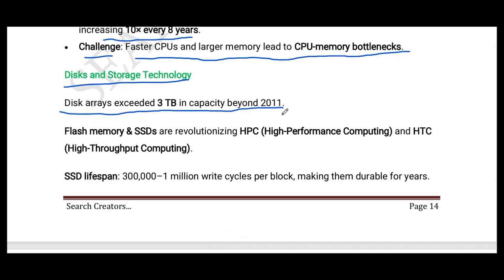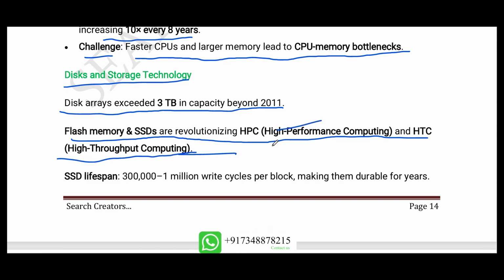The capacity of disk exceeded 3 TB beyond 2011. Flash memory and SSDs are revolutionizing HPC, which is high performance computing, and HTC, which is high throughput computing. We looked briefly at HPC and HTC, we know what they are. Flash memory and SSDs are revolutionizing HPC and HTC.